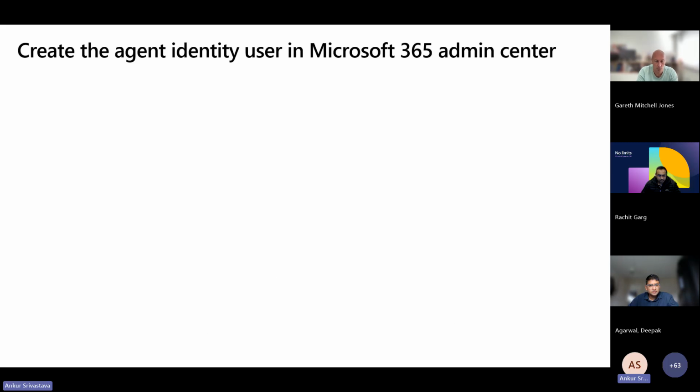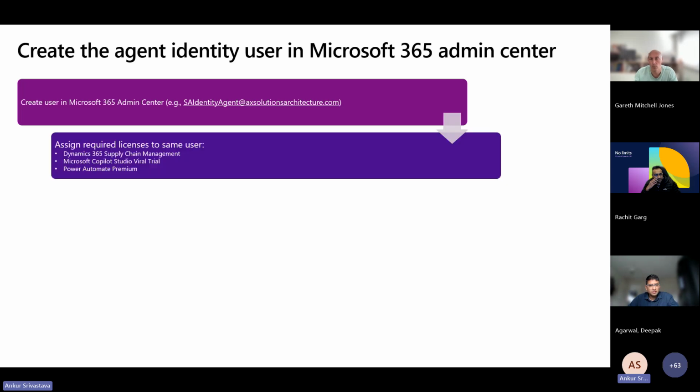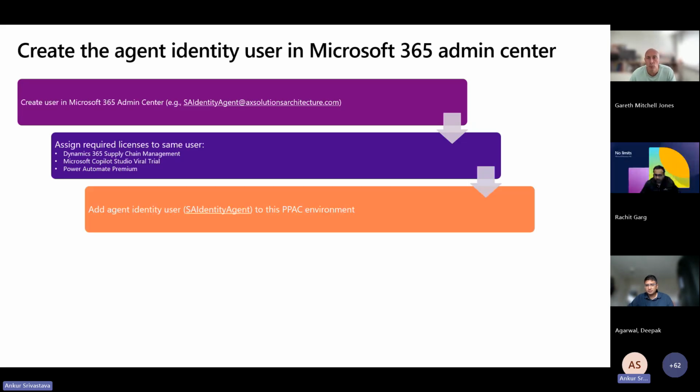Once we complete that step, the next step is that we need to create the agent identity user in Microsoft Dynamics 365 Admin Center. We have created a user, which I'm naming SA Identity Agent. In my scenario, these are the respective licenses we can give to this identity user: Dynamics 365 Supply Chain Management, Microsoft Copilot Studio Viral Trial, and Power Automate Premium.